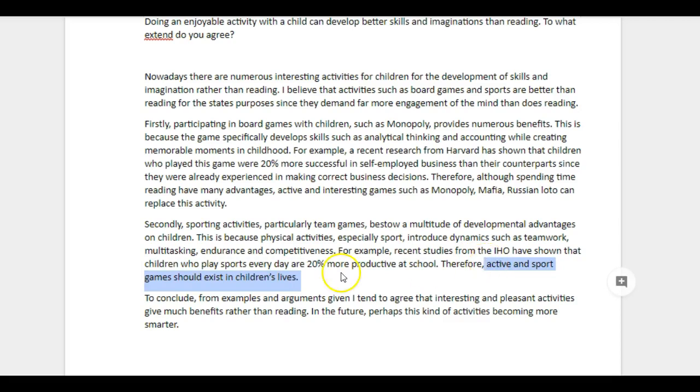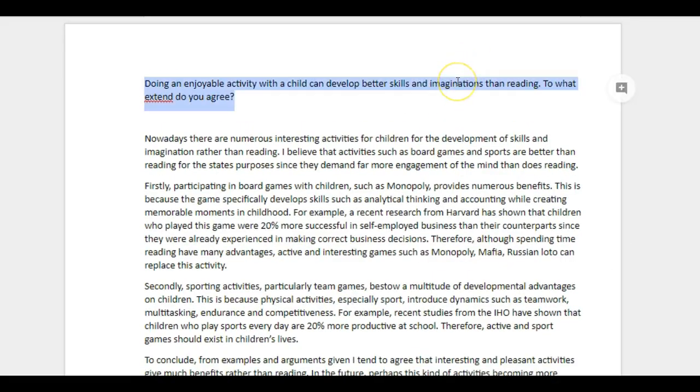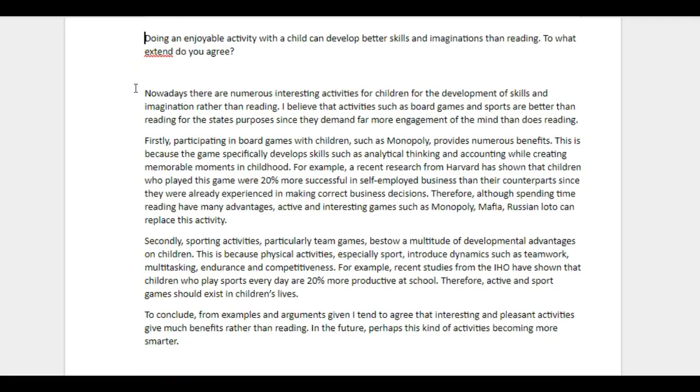Remember, active and sport games are more beneficial than reading. We need to make the comparison to reading. But also, we've talked about business skills and these things, but we also need to talk about imagination, creative thinking. So this is something we've missed out. The comparison with reading was missed out of one paragraph and not clear in the other. There's no mention of imagination throughout this essay, and I did have to tweak it to make sure that it satisfied this part of the question as well.